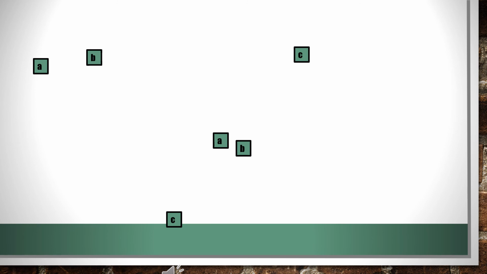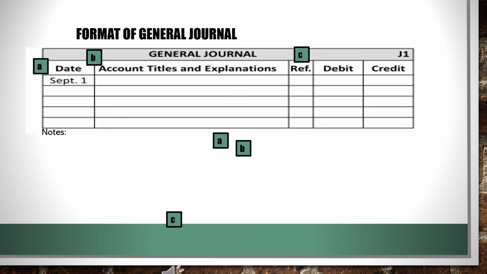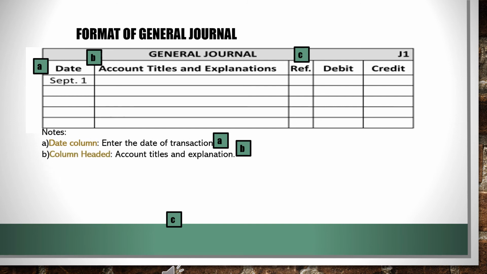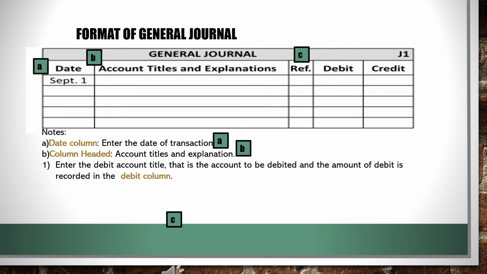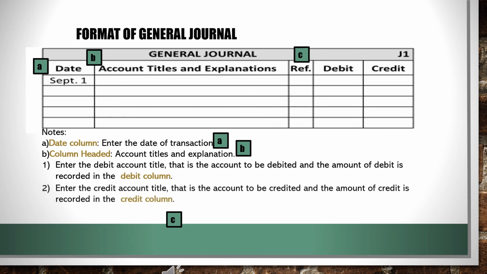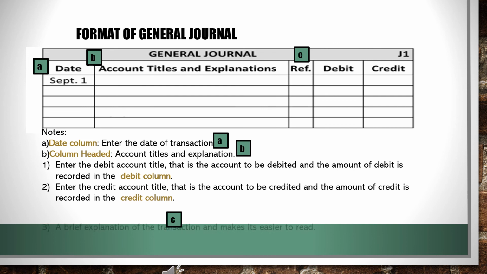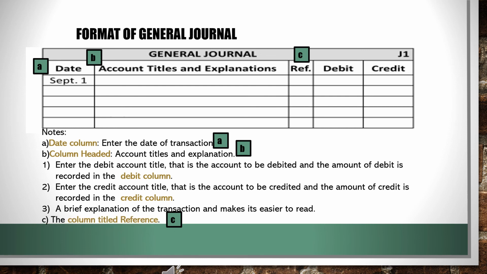Students, here is a format of General Journal. A. A date column, enter the date of transaction. B. Column headed account titles and explanation. 1. Enter the debit account title, that is the account to be debited, and the amount of debit is recorded in the debit column. 2. Enter the credit account title, that is the account to be credited, and the amount of credit is recorded in the credit column. 3. A brief explanation of the transaction makes it easier to read. See the column titled Reference.